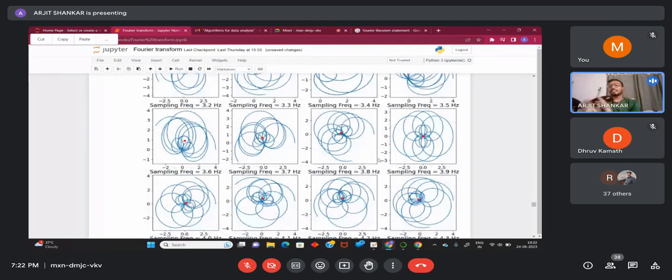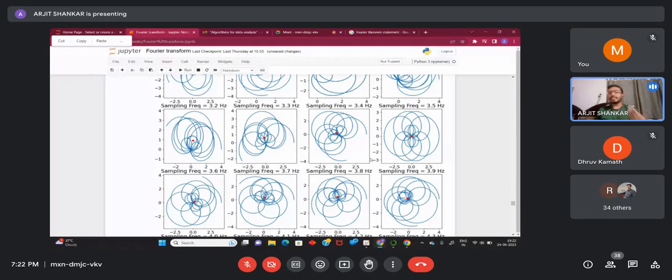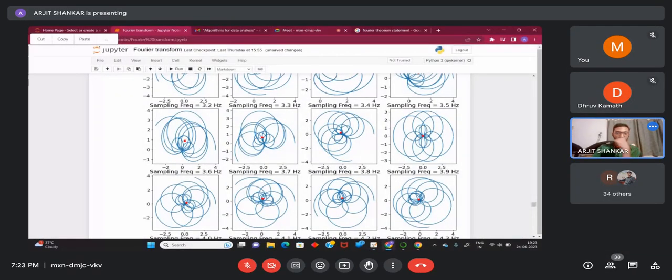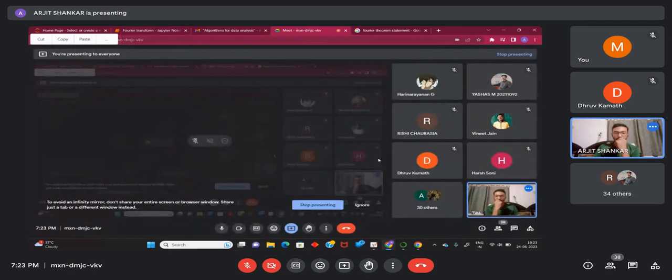So now this is not exactly what the Fourier transform is, but this will give you an idea of what exactly I'm going to talk about in detail. So I'll take a pause here, and if you have any questions, you can ask right now. Did everyone get it?